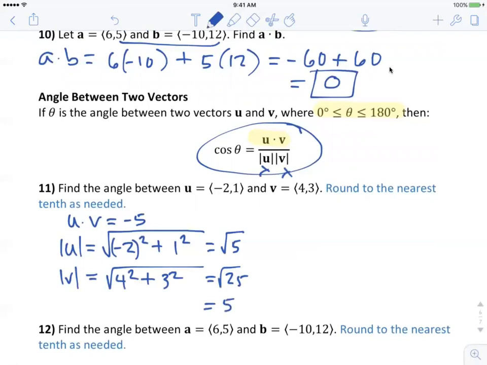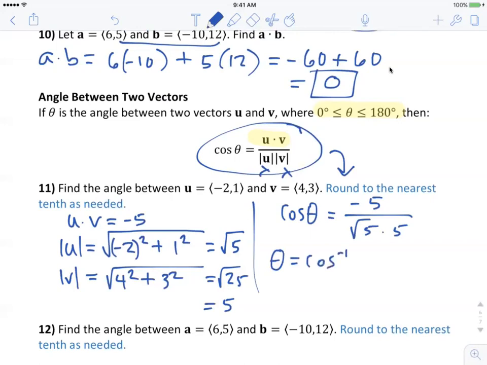Okay, so now I have all my pieces, and now I can plug them into the formula. Cosine of theta is going to equal the dot product, -5, over square root of 5 times 5. Right? Next, I want to find theta. So theta is going to be cosine inverse of that. And I guess I can cancel that 5 out. So this would just be -1 over square root of 5. Right? And you don't have to find reference angles or anything fancy on this one. Just plug it right in.